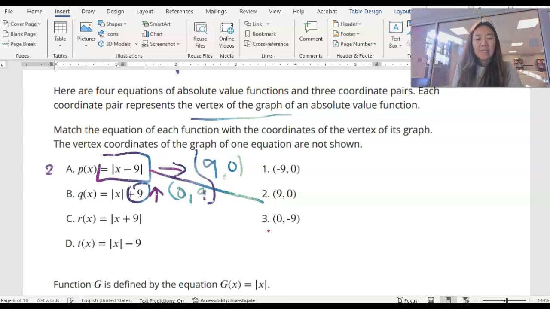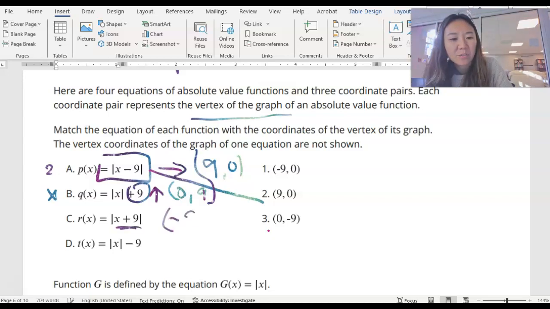And in this case, we do not have any matches here. Okay, so this B is where we don't have a match. C for r of x equals x plus 9. This plus means that I have to move to the left. So that would be negative 9 comma 0, which is number 1.